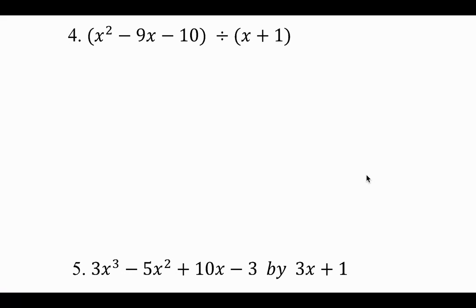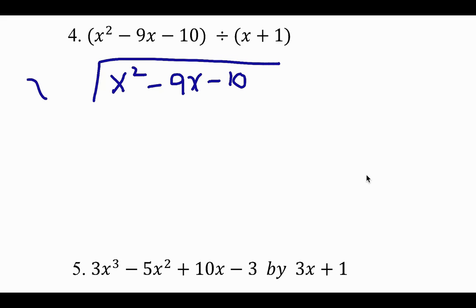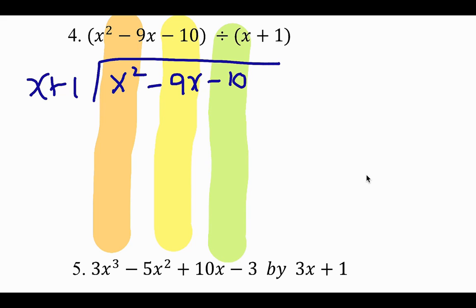All right, I'm going to set it up. I'm dividing x squared minus 9x minus 10 by x plus 1. We can think of this as having a few columns. We have our x squared column. We have our x column. And we have our constant column. Okay, that's just the first thing that I'm going to do to try to organize our thoughts here.